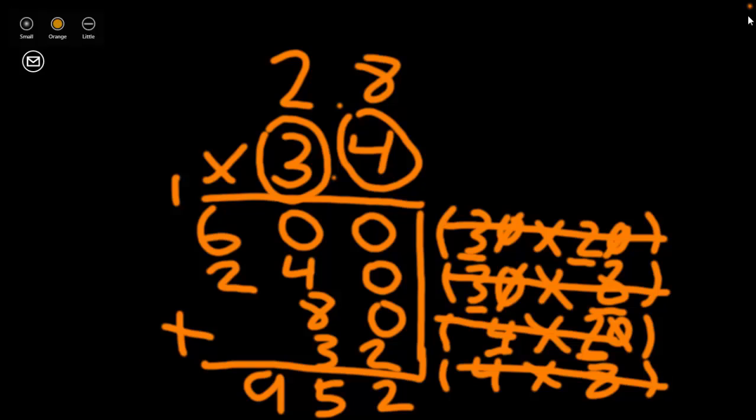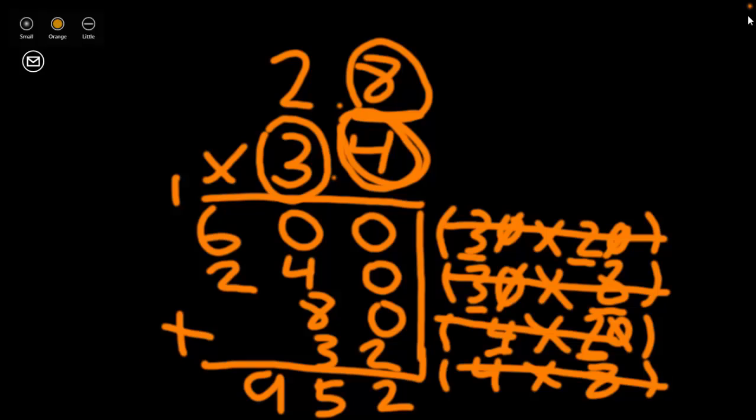Now that we've completed our math, we have an answer. However, we can't forget about the decimals at the end of the problem. Let's take a look at our decimals in our question. We have, in our first factor, 2.8, 1 place to the right of the decimal. Let's check to see how many places to the right of the decimal we have in our next factor, 3.4. We have 1 more place to the right of our decimal.